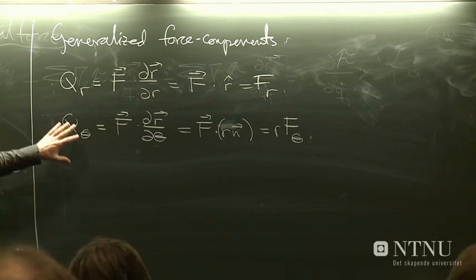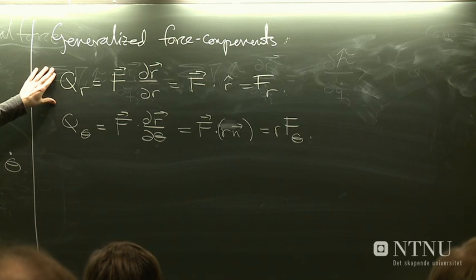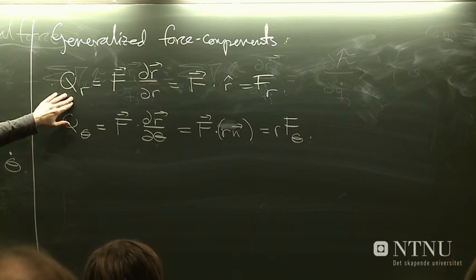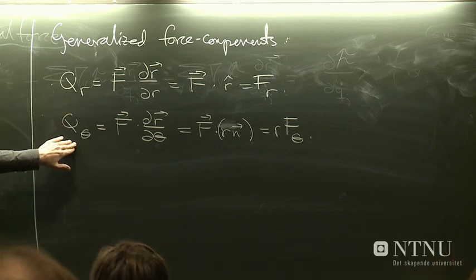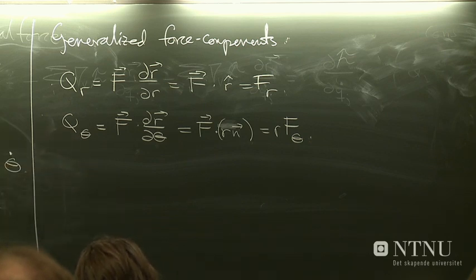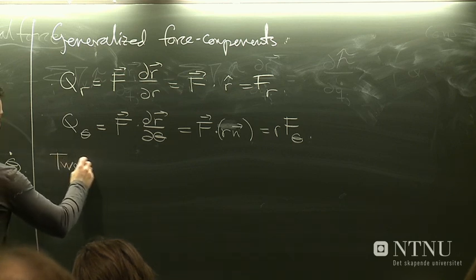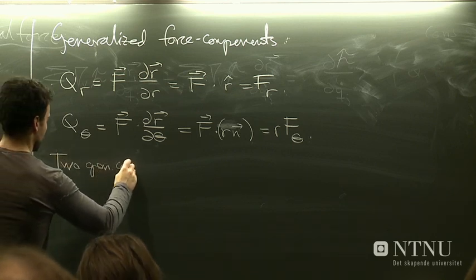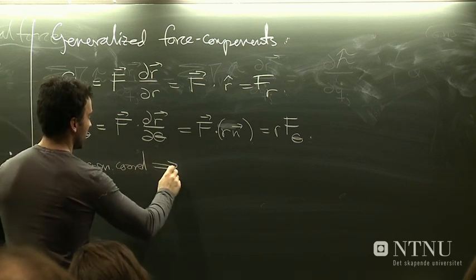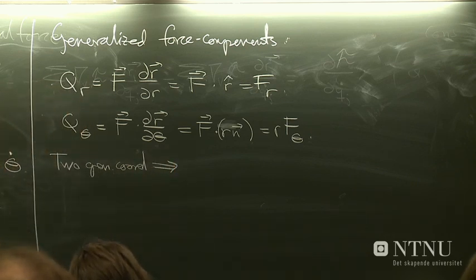So we get this for the generalized force, the radial components of the generalized force and the angular components of the generalized force. So let's now put these into Lagrange's equations. We have 2 generalized coordinates, r and theta, which means that we should have 2 Lagrange equations.